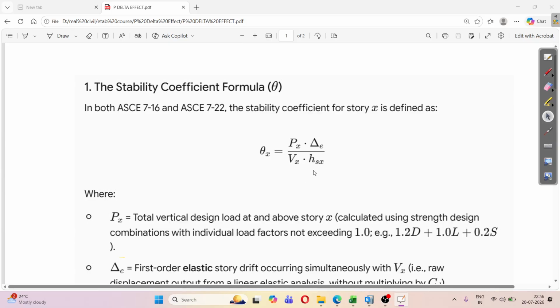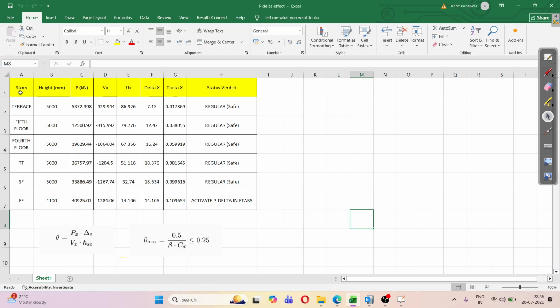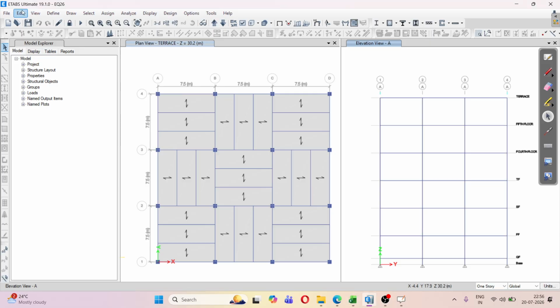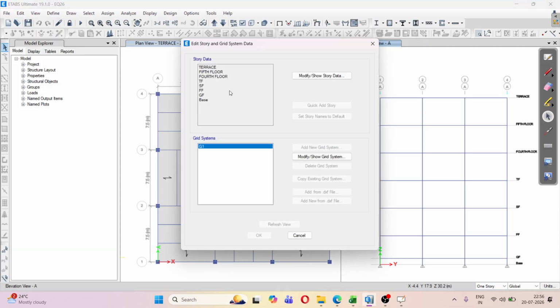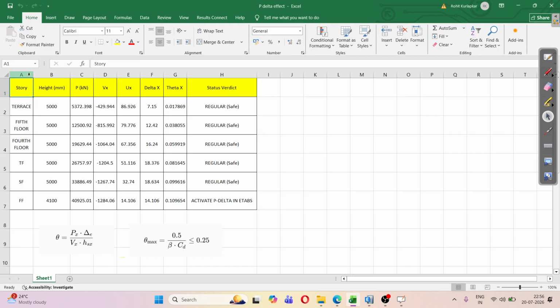Now I am going to show you how to use this formula in the Excel sheet and how to extract the information from ETABS software to run the Excel sheet. So the first parameter is story. In ETABS software, you can basically get your stories here. So just copy these stories and paste here. Okay, terrace, 5th floor. So these are my stories.